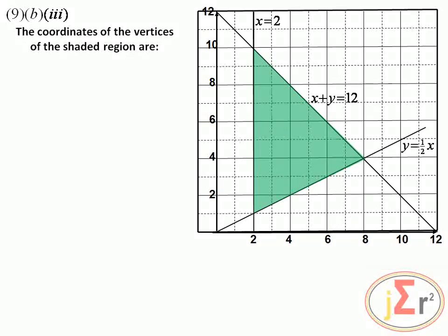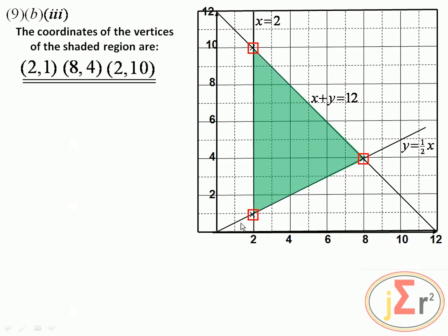Next, we will write down the coordinates of the vertices of the shaded region. One is right there. Coordinate 2, 1. Begin here, 2 units, 1 unit. The other one, 8, 4. And finally, 2, 10.